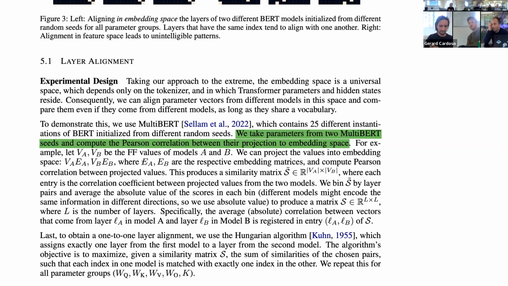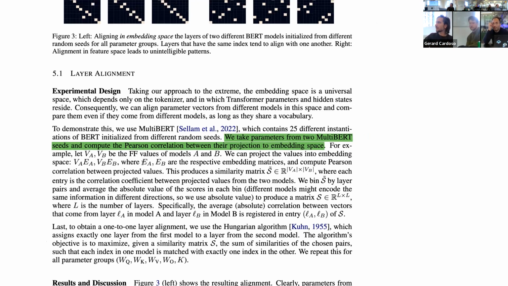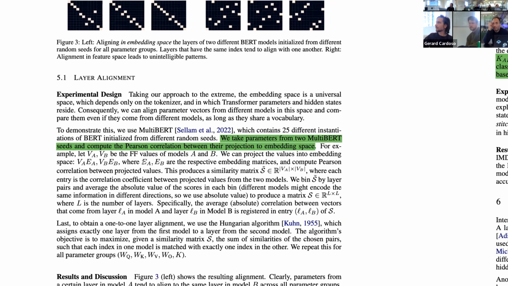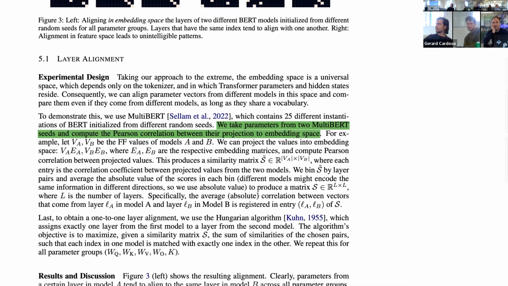Maybe that's a stupid question. Alignment: correlation between the projections. So basically each layer organizes features. Yeah. Maybe.